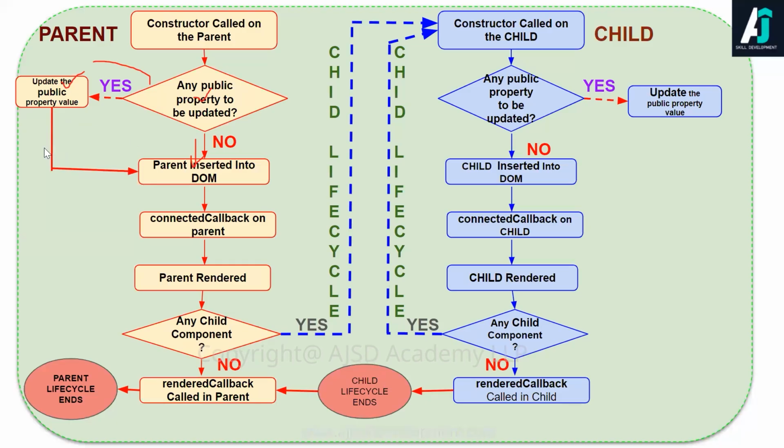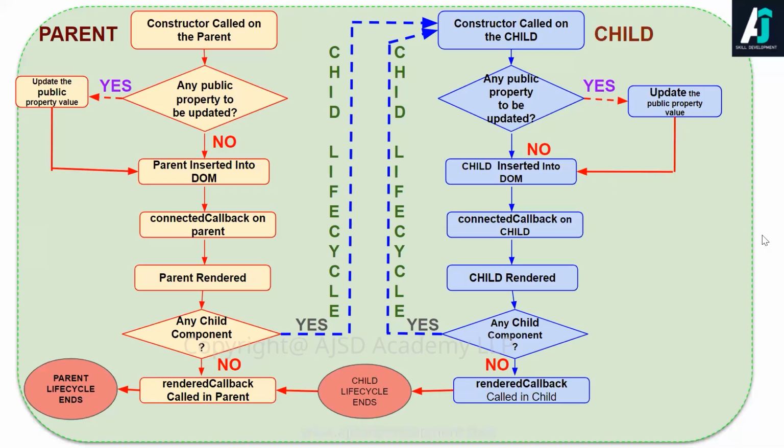And similarly in the child also, after the constructor is executed, it will check for the public property to be updated. If it is no, it is going to go to the next part of the life cycle. If it is yes, it is going to update the public property value and then come back to the main life cycle hooks. So this is the concept and I just missed this arrow. Please make a note of it.